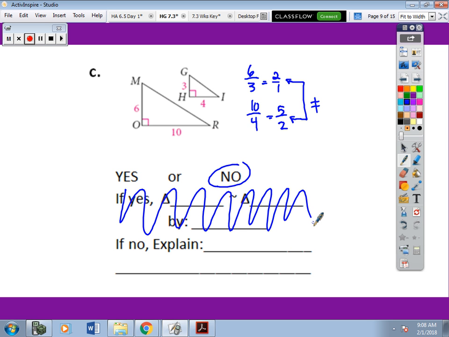Explain why, which would be that the corresponding sides are not proportional.